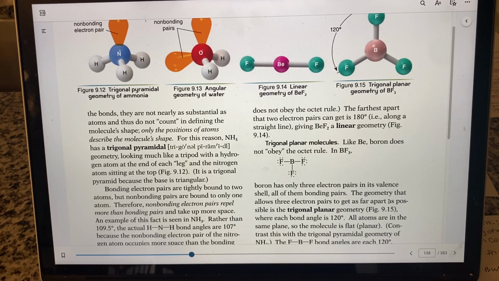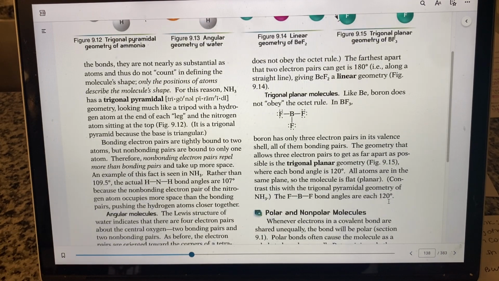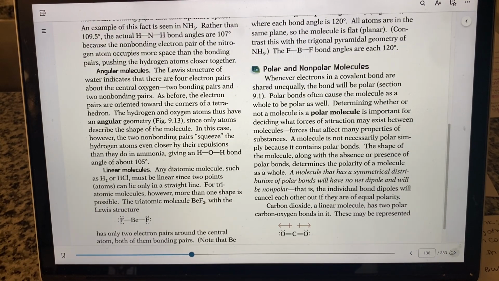So if you have three, what are you going to have? You're going to have trigonal planar, it's all going to be in one plane, or you're going to have a tripod. These are the three. And then of course four is going to be tetra, remember? So we had that picture of tetra too.